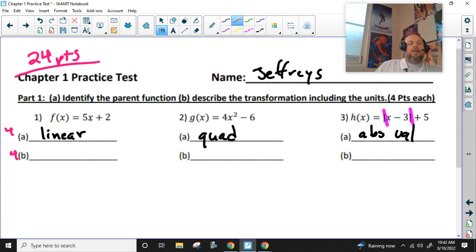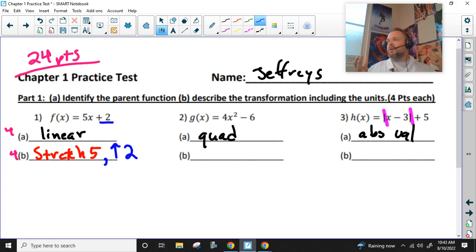Now, on number one, B, we have a 5 in the A spot. This means we have a stretch of 5, and then it's a +2. So this is up 2. Now, again, you could write the word up. You could do the arrow. Please remember that I'm very simplistic. Do not make a whole big description.